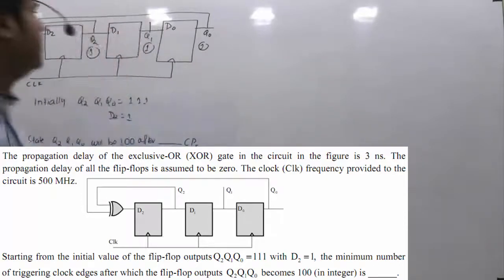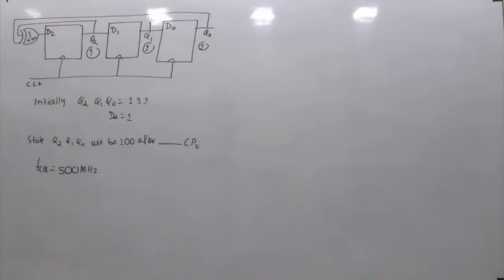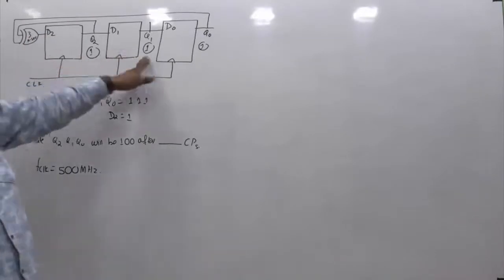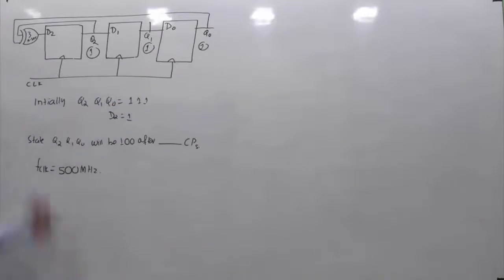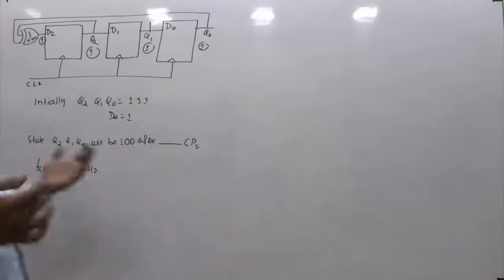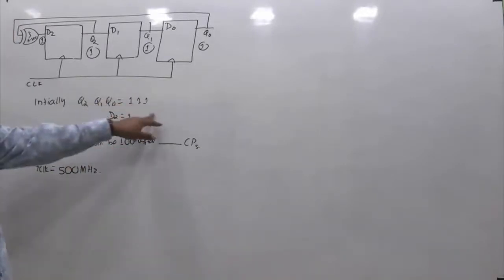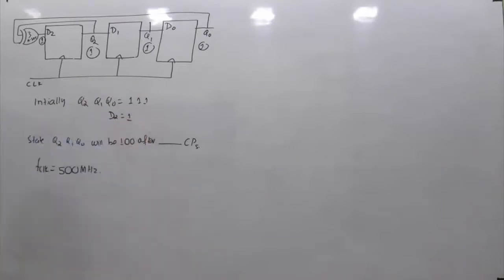So the summary of the question is, we have these circuits and this XOR gate is a non-ideal one whose delay is 3 nanoseconds, and the delay of all the flip-flops is 0. So there is no delay involved in the flip-flops. Initially the states are Q2 is 1, Q1 is 1, Q0 is 1 with D2 equal to 1. Q2, Q1, Q0 as well as D2 are all given 1 initially. And the clock frequency is given as 500 megahertz. We are supposed to find after how many edges of clock the state 111 becomes 110. So you have to find this.